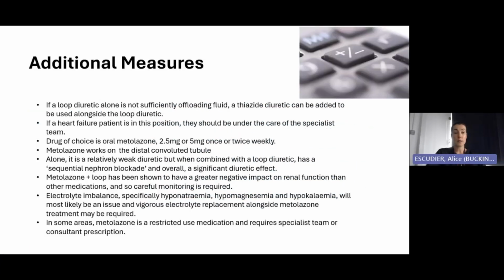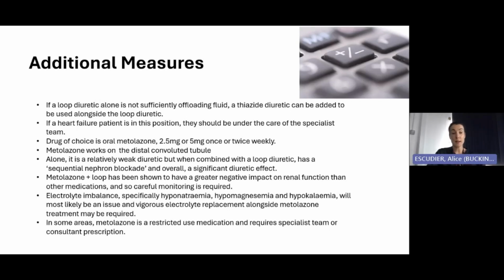So what are those additional measures? If a loop diuretic alone is not sufficient, we can use a thiazide diuretic as well. In this situation, the patient should be under the care of the specialist team. The drug of choice that we use in this situation is oral metolazone. We give 2.5 milligrams or 5 milligrams once or twice a week, in addition to the loop diuretic. Metolazone works on the distal convoluted tubule, and alone it's not a particularly strong diuretic, but it's very effective when it's combined with the loop.